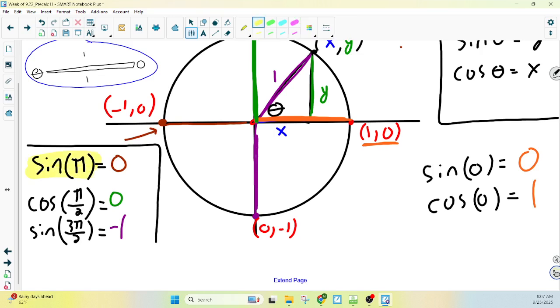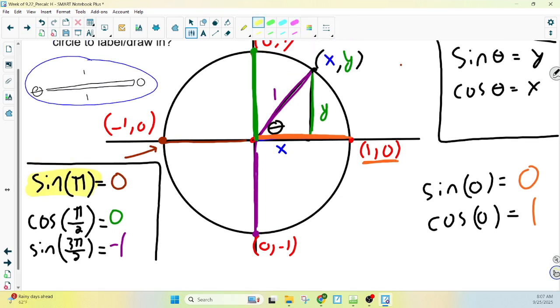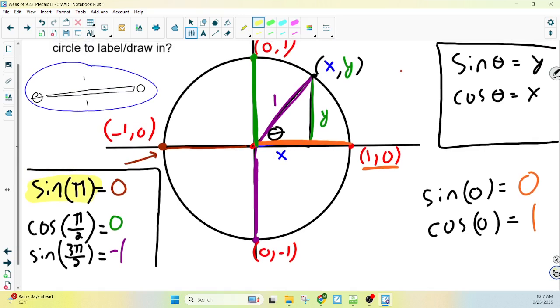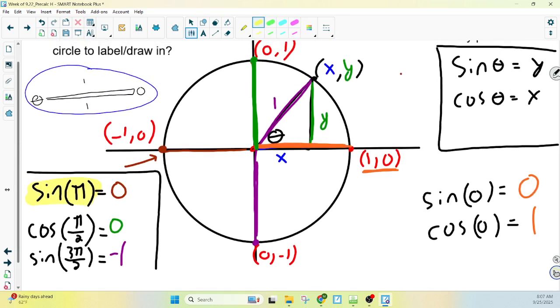Sine of pi is 0. Why is that? Because sine of pi is the y value over here. So that's this. When I go to pi, which is all the way around, I wrap around to negative 1, 0, the red point on the left, and the y value is 0. Cosine of pi over 2, that's up top here. So when I go to pi over 2 for my cosine, I get 0. And that's because that's our x value at pi over 2.